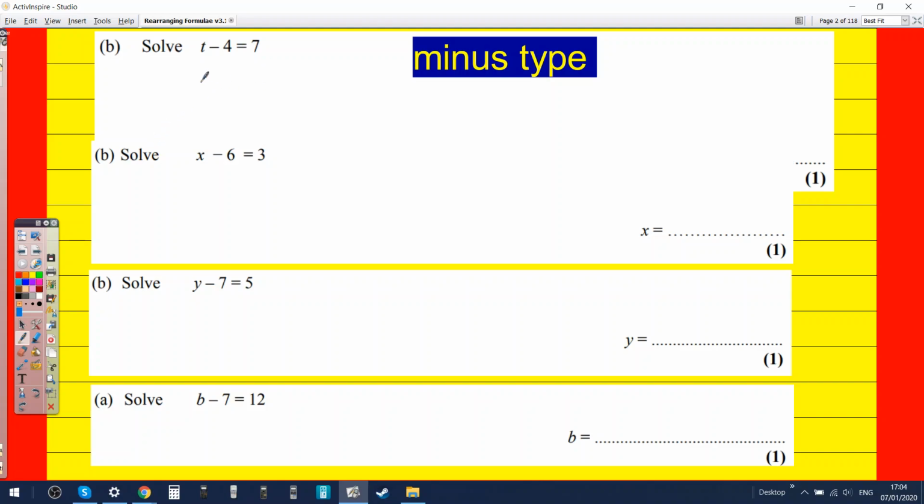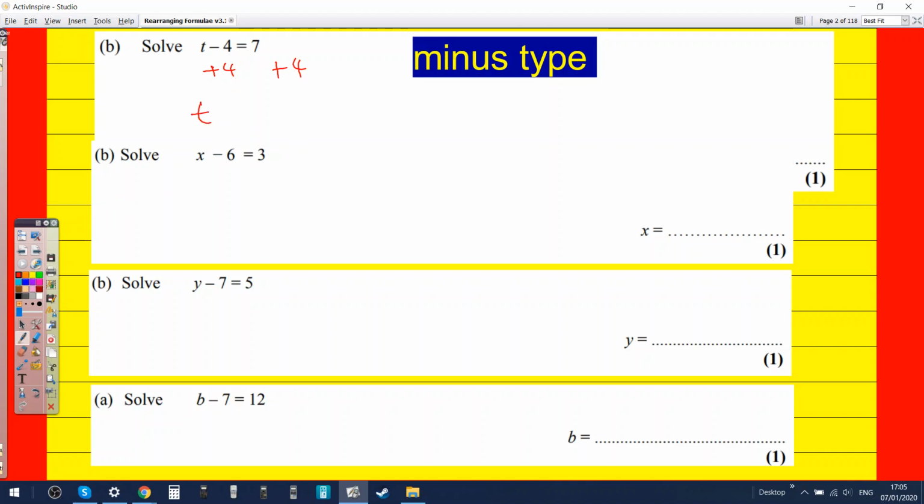Okay, how about these ones? Start with the first one for the minus type. Okay. X. So X is 3 for the. No, that's the second one. The first one. T is 3. That would be if this was plus 4. This is minus 4. So you have to do the inverse of minus. T is 11. Yes. So for this one, you have to add 4 to both sides.